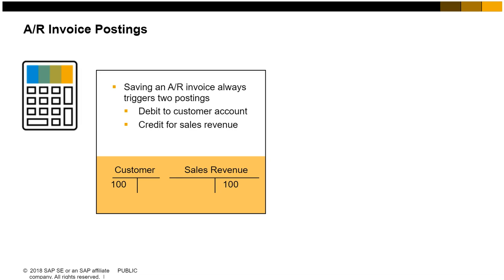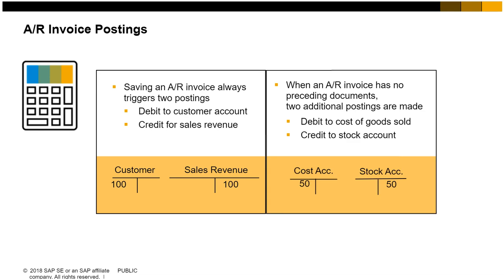Saving an AR invoice always triggers two postings, a debit to the customer account to show what is owed and a credit for sales revenue. When an inventory item is sold on an AR invoice that has no preceding documents, 2 additional postings are made. These are the postings for issuing the item from inventory, that are usually handled by a delivery document, in a perpetual inventory system, a debit to the cost of goods sold account, and a credit to the stock account. Of course, this graphic covers only the basic accounting transactions. There may be additional postings for tax, or additional revenues and expenses.